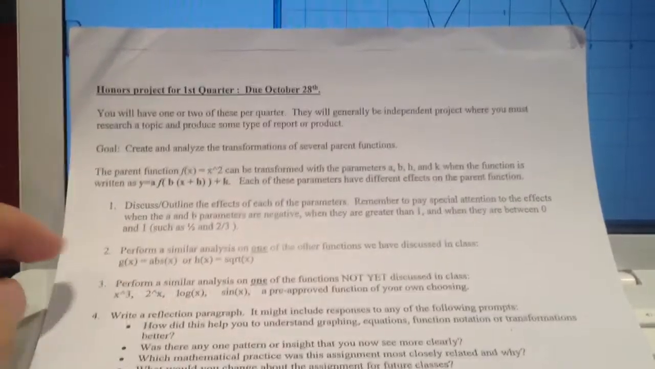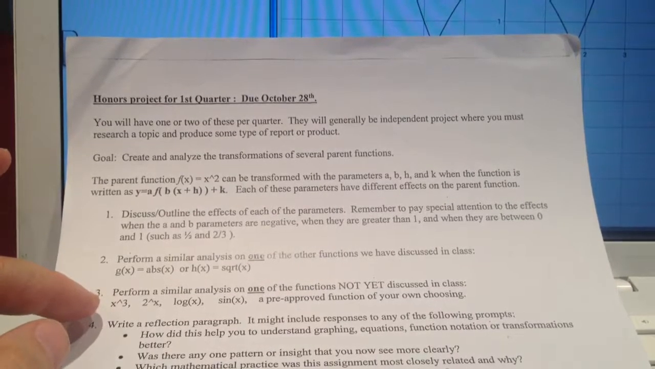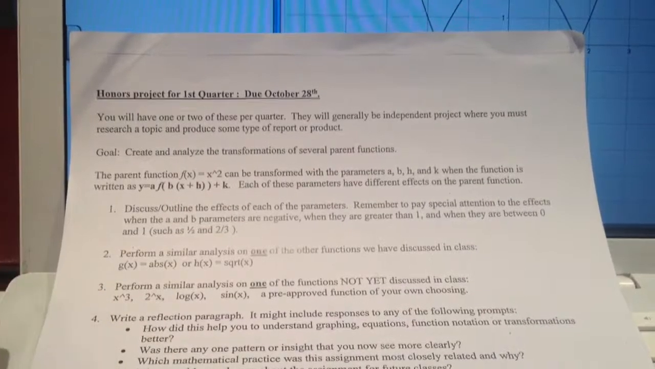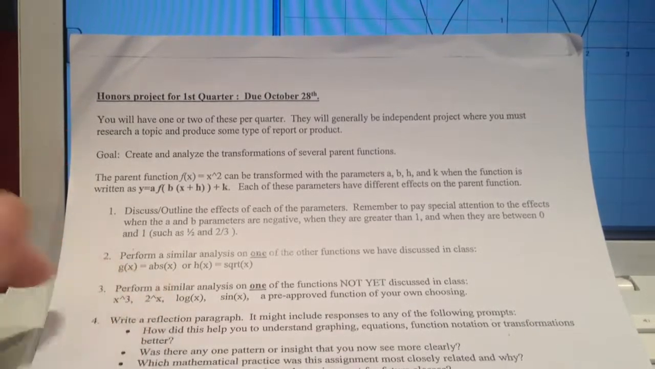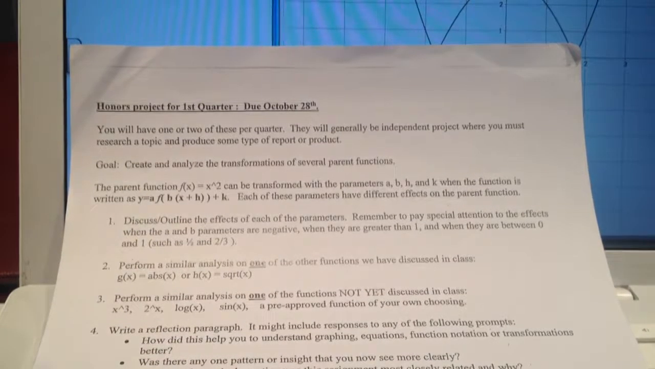You're going to do x squared, you're going to do either absolute value or square root, and then you're going to pick a function. One that's not listed there you might want to consider is 1 over x. But these are all possibilities. If you do something that's not listed here, how about checking with me first?